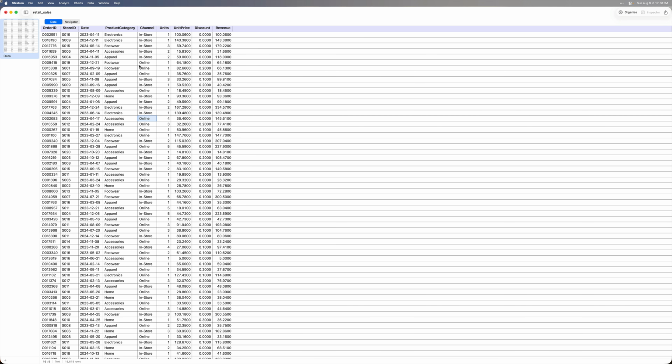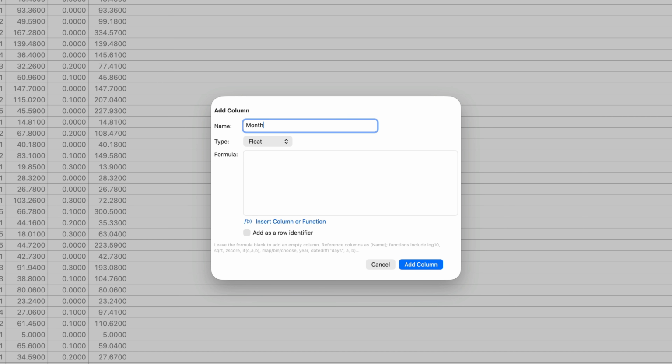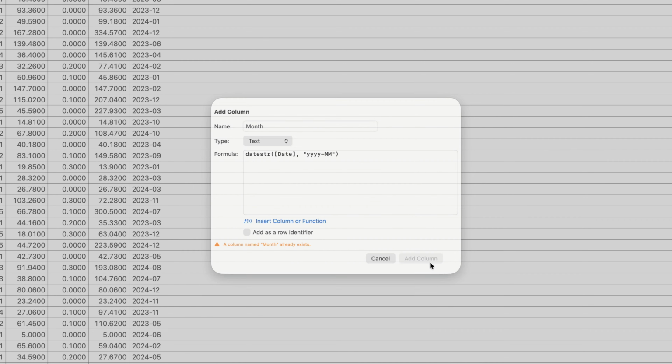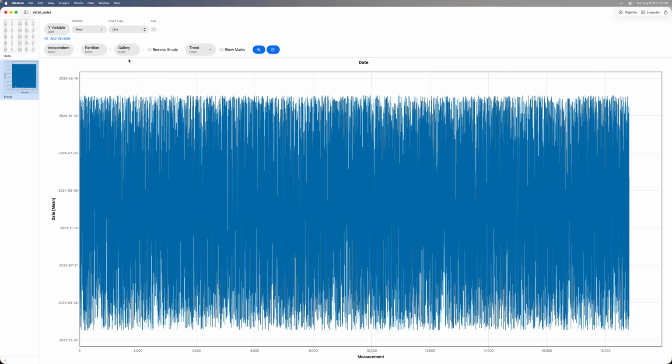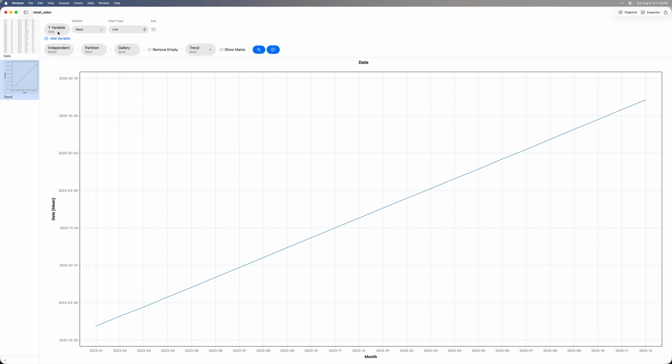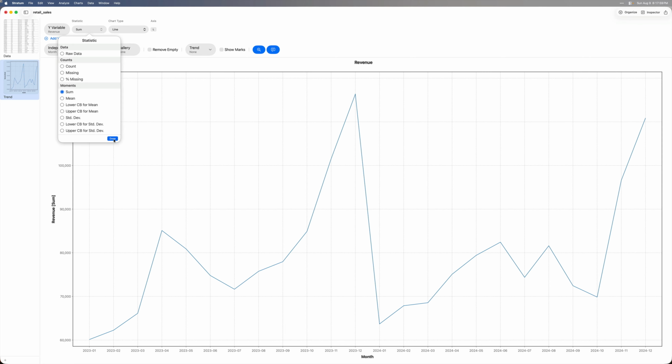We'll work with retail orders. Individual orders are too jagged, so first I roll them up to one number per month. There's no automatic by-month bucketing, so I add a month column, a formula column derived from date. Then open charts, trend, set the independent picker to that month column, Y to revenue, and the statistic to sum. That gives one clean number per period, drawn here in time order.